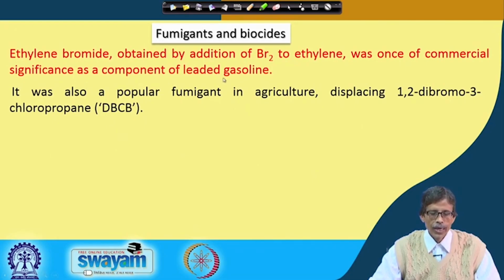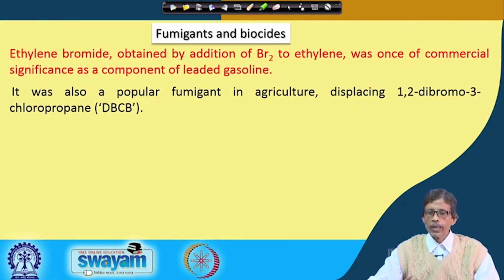So, not only is ethylene bromide added to gasoline, it is also a fumigant in agriculture, because in agriculture we sometimes spray these things, displacing the original one. The original one is 1,3-dibromo-3-chloropropane. So, it has an overburden of not only 2 bromine centers, it is a dibromo plus 3-chloropropane molecule. So, it is less harmful to use simple ethylene bromide, which is only bromine based, compared to this compound DBCP.